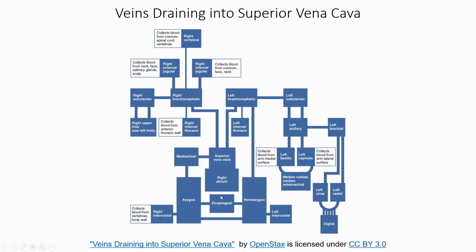And then from the chest, we have the right and left intercostals draining into the hemiazygos and azygos, which then also drain from the esophageal into the mediastinal and then into the superior vena cava. So a lot going on here with the veins, but most of them are named so you'll at least have an idea of where to start looking for them based on their regional terms.